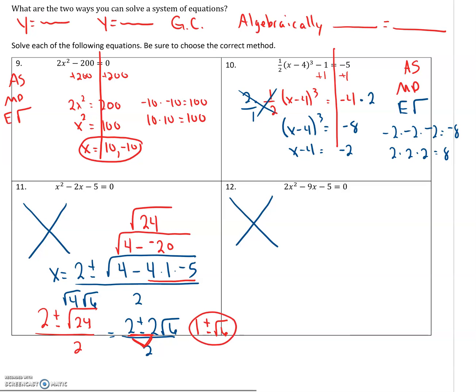All right, number 12, you will be able to factor. Just when you're done and you get your factors, don't forget to set those factors equal to 0 and solve.